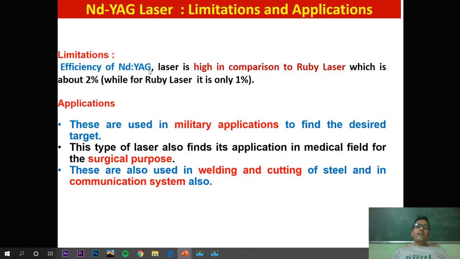Limitations: the efficiency of Nd YAG is obviously higher compared to ruby laser, being 2% while in the case of ruby laser it's only 1%, but still it is very less. So this is one of the deficiencies. Also this Nd YAG laser is a pulse form laser. Some main applications of this Nd YAG laser: it is used in military applications to find the desired target. This type of laser also finds application in the medical field for surgical purposes, and this is actually a high energy, high power laser. It is also used in welding and cutting of steels and in communication systems.